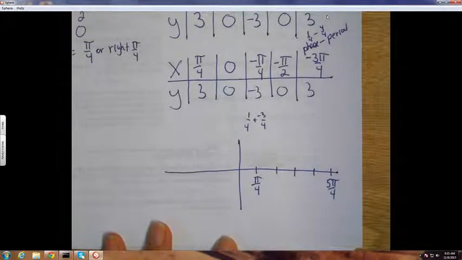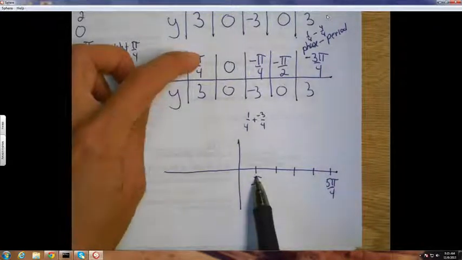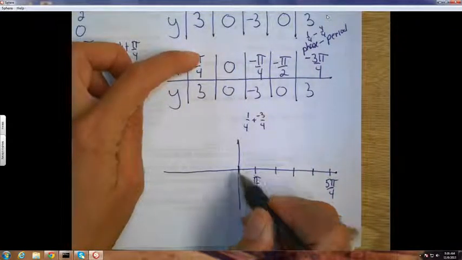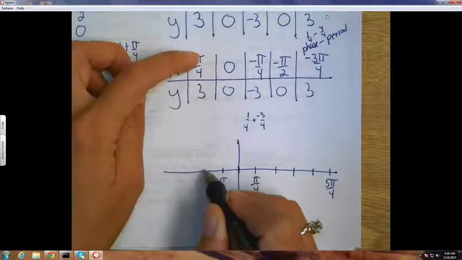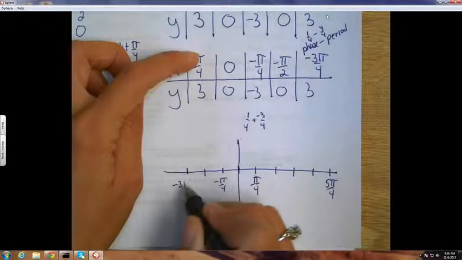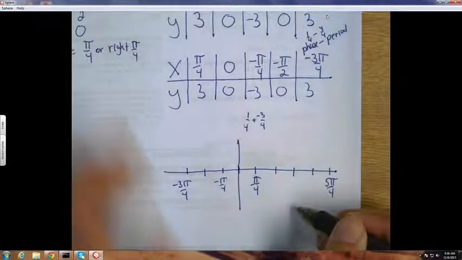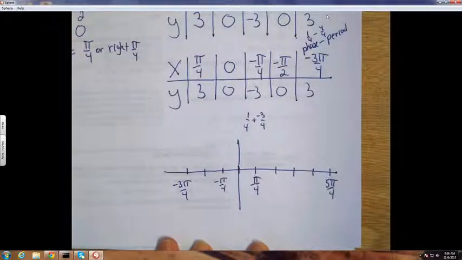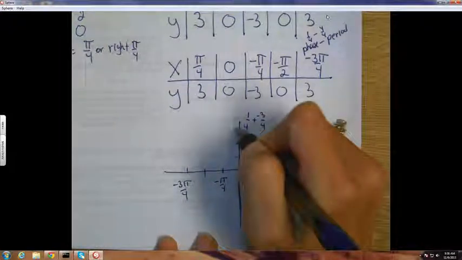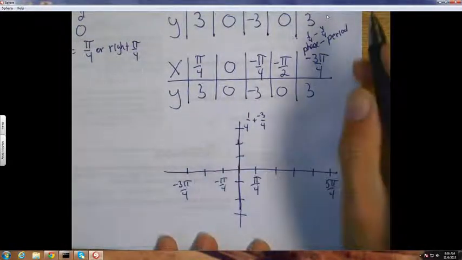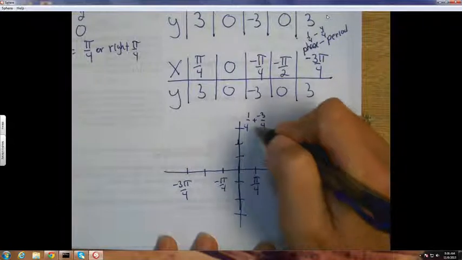So my very first table there, I know it's off the screen, but my first x value is pi over 4. Now when I go to the second table, pi over 4, my next tick mark is at 0, -pi over 4, -3 pi over 4. And then we're up and down 3. We started at 3. At pi over 4, we started at 3. Then we made our way down.